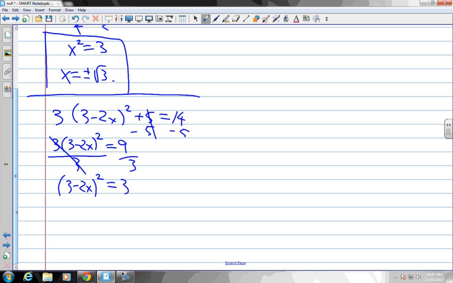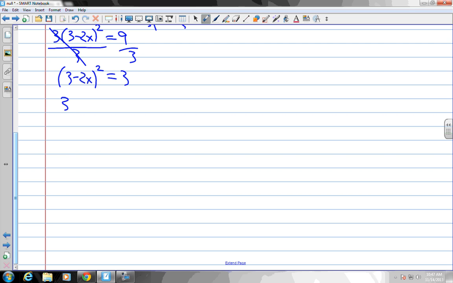Okay, so we've isolated that big square. We got it by itself. The other side is a constant. So it looks like this to me. It's of the same format. A square equals 3. Here I have a square equals 3, right? So to get rid of the square, I need to take the square root of 3, and I have to remember plus or minus. So that's 3 minus 2x equals plus or minus the square root of 3.